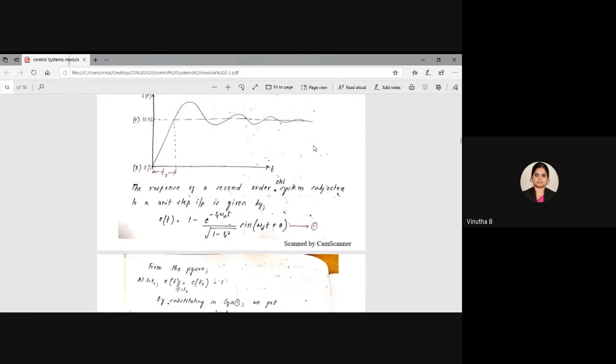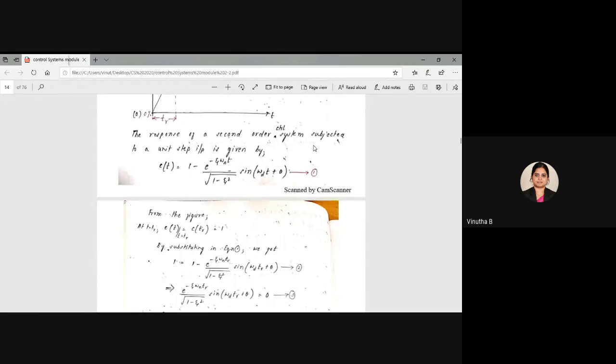Now you can see here the response of a second order control system subjected to a unit step input. In our previous class we have already derived the expression for the second order response, isn't it? The final derivation that we arrived at was c of t is equal to 1 minus e to the power minus zeta omega n t divided by square root of 1 minus zeta square, sine of omega d t plus theta. For all the derivations, we should start from this expression of the second order time response. Label this as equation number 1.